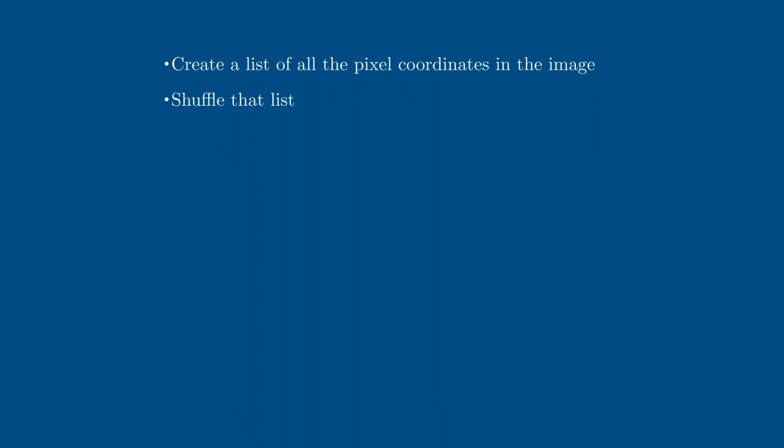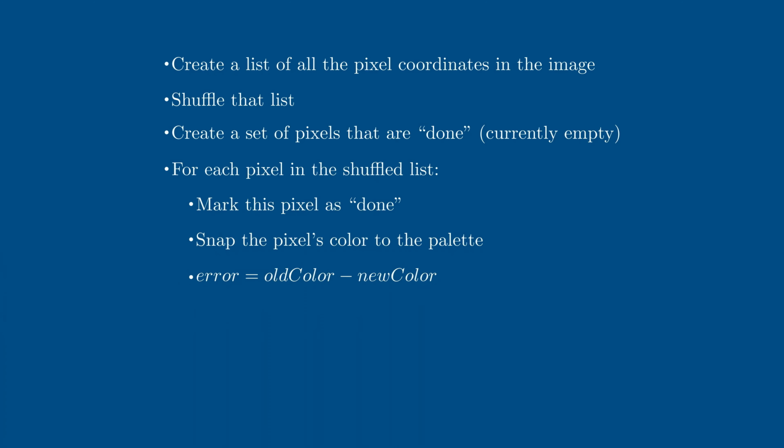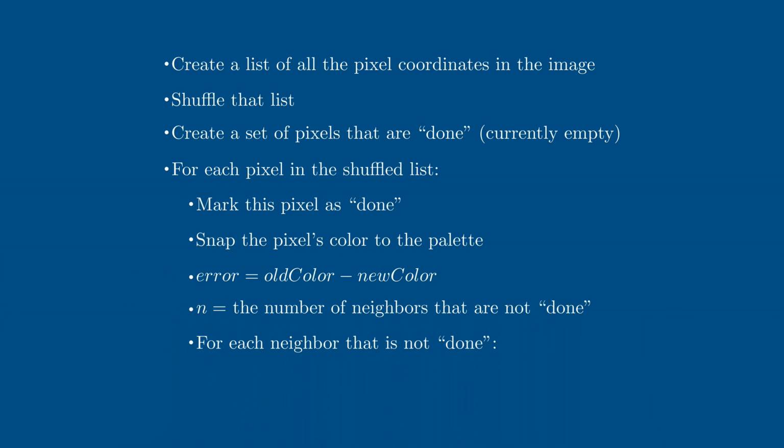Before I go any further, I should just lay out the actual steps of the algorithm more explicitly. First, create a list of all the pixel coordinates in the image, and shuffle it. We also need to keep track of the set of pixels that are done. Then, for each pixel in the shuffled list, mark the pixel as done, snap its color to the nearest palette color, calculate the error, and then split the error evenly between each of the neighbors that aren't done.